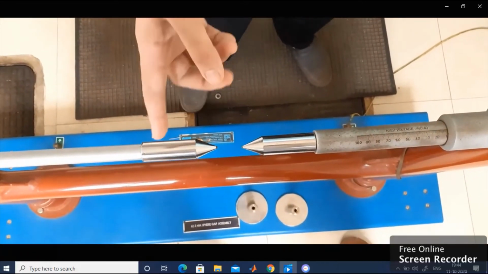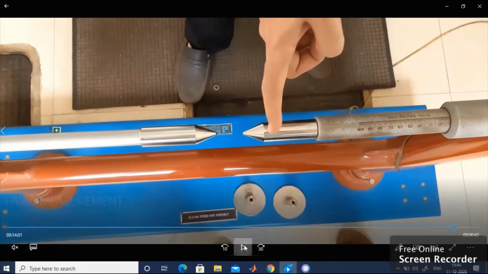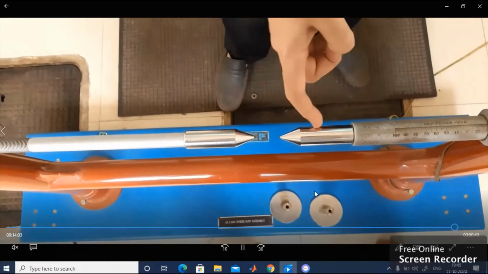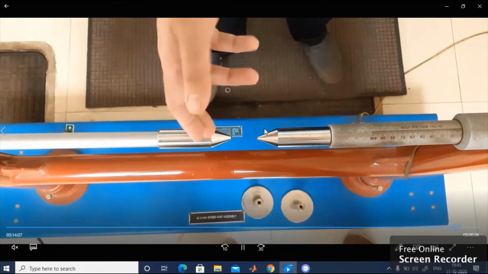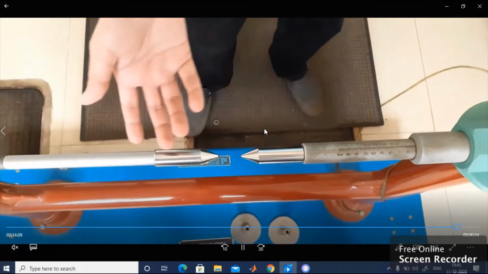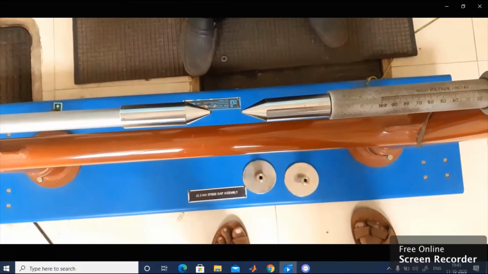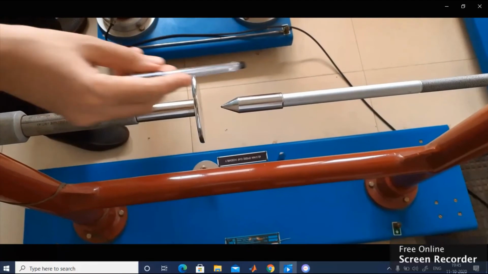Now you have to go for another combination, the point to point combination, with the same procedure. You have to maintain the distance in the point to point configuration equal to 10 millimeter, 20 millimeter, 30 millimeter and 40 millimeter. Initially, you have to do the zero settings. For each case, you need to apply the high voltage AC.